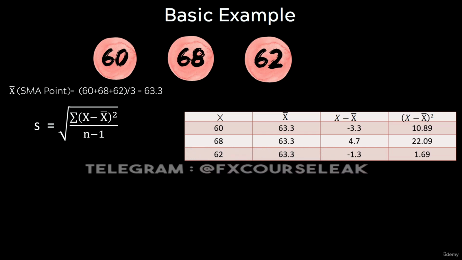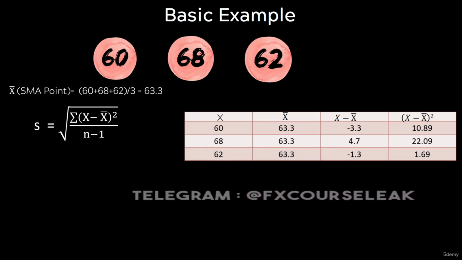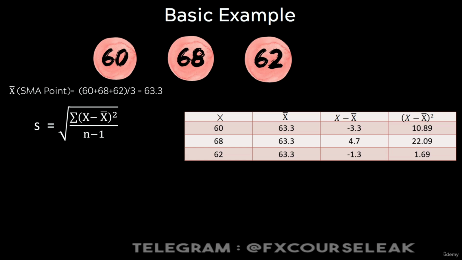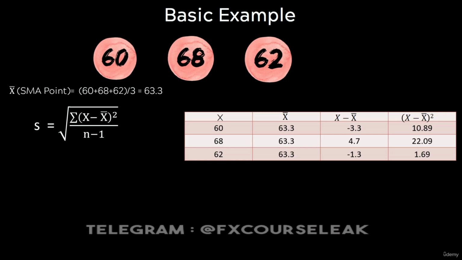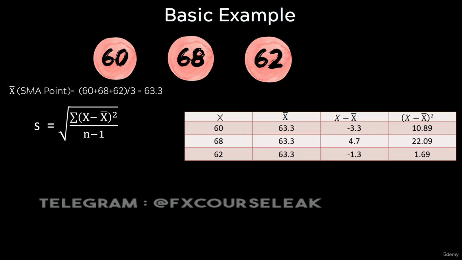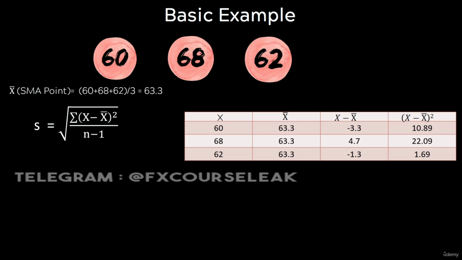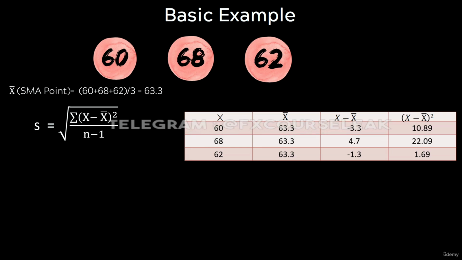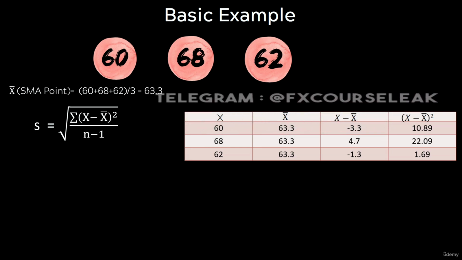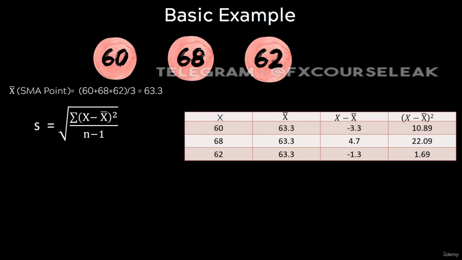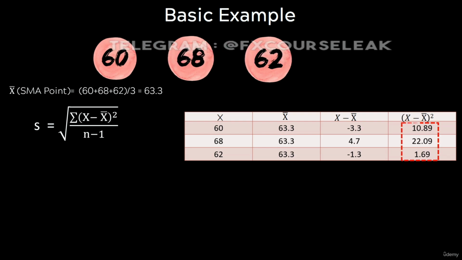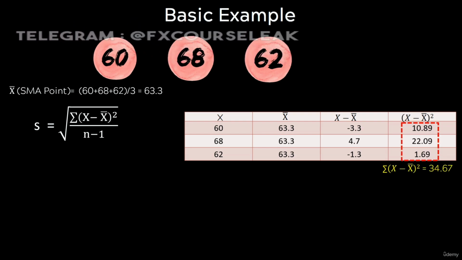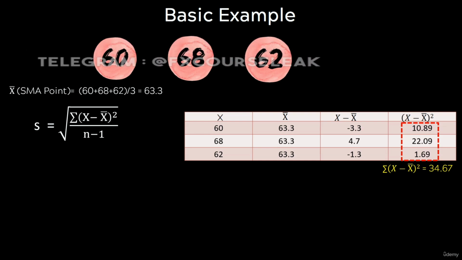So for the first value of x, that is 60, x bar is fixed for all, that is 63.3. Then x minus x bar will be simply 60 minus 63.3 equals negative 3.3. And finally its square will be 10.89. Similarly, we will find all the values of (x minus x bar) whole square here. And finally we need the summation of all these, which is required to find standard deviation. So summation will be 10.89 plus 22.09 plus 1.69, which is equal to 34.67.